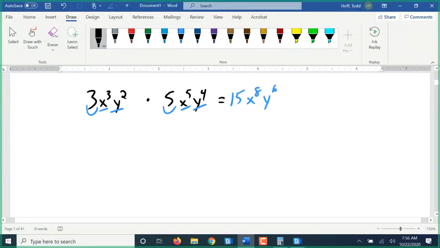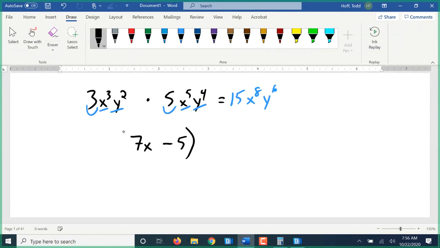Well, what if I have more than one digit in one of my numbers? What if I have something like 7x minus 5? That's a number with just 2 digits. It's not 2 separate numbers. It's a single number with 2 digits. It has the x digit and the ones digit. And I want to multiply that by 4.